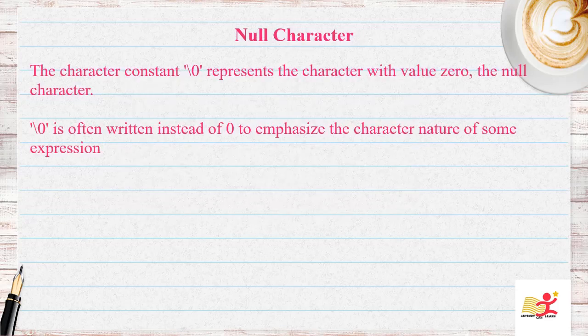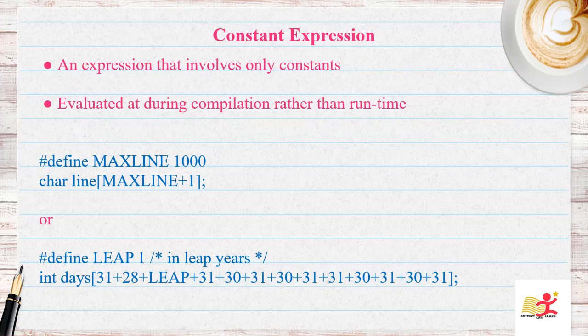Null character. The character constant '\0' in single quotes represents the character with value 0. It is also known as null character. Why do we use null character? We could have written 0 instead, right? So we use this null character to show the character nature of some expression. But the numeric value is just 0.